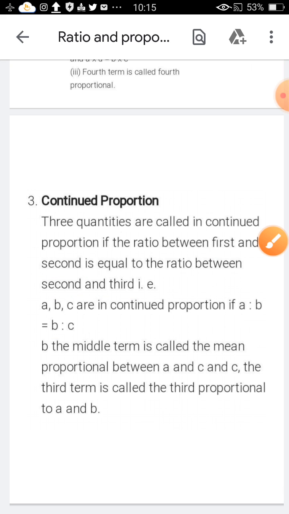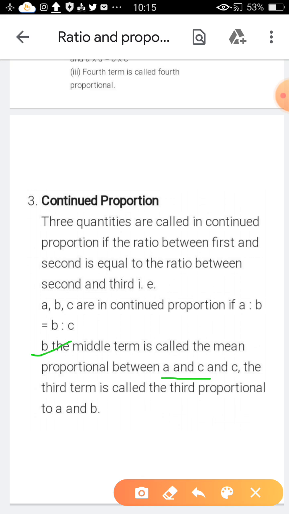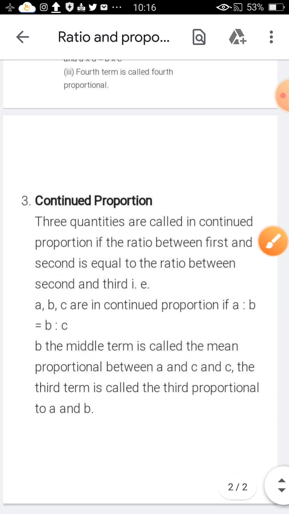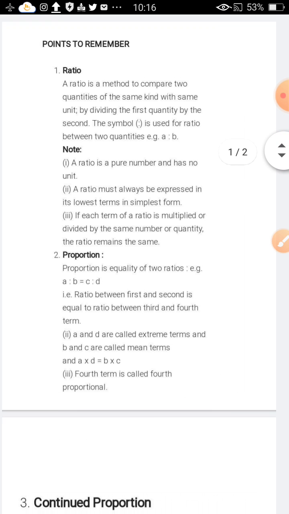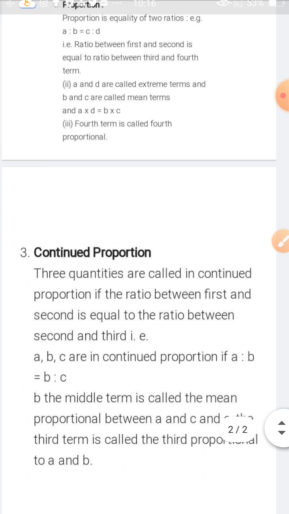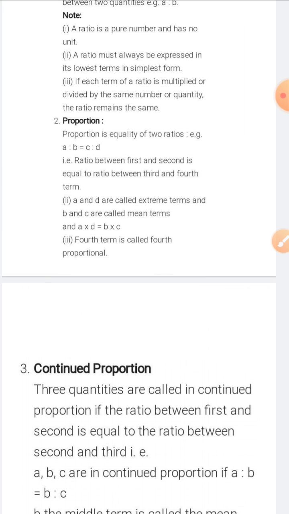Now b, the middle term, is called the mean proportional between a and c, and c, the third term, is called the third proportional. Got it now? So whenever we have to understand ratio and proportion, you must concentrate on ratio, proportion and continued proportion. Okay, thank you.